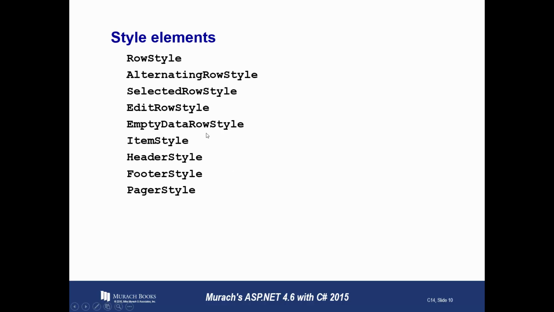The style elements, which is the second table that's shown on page 491. The row style, which is the style for data rows. Alternating rows if you're using zebra striping. Selected row style for the active row. Edit row style if the row is being edited. Empty row style if the data source is empty. Item style for an individual field. Header style for the header row. Footer style for the footer row. And pager style for the pager row.